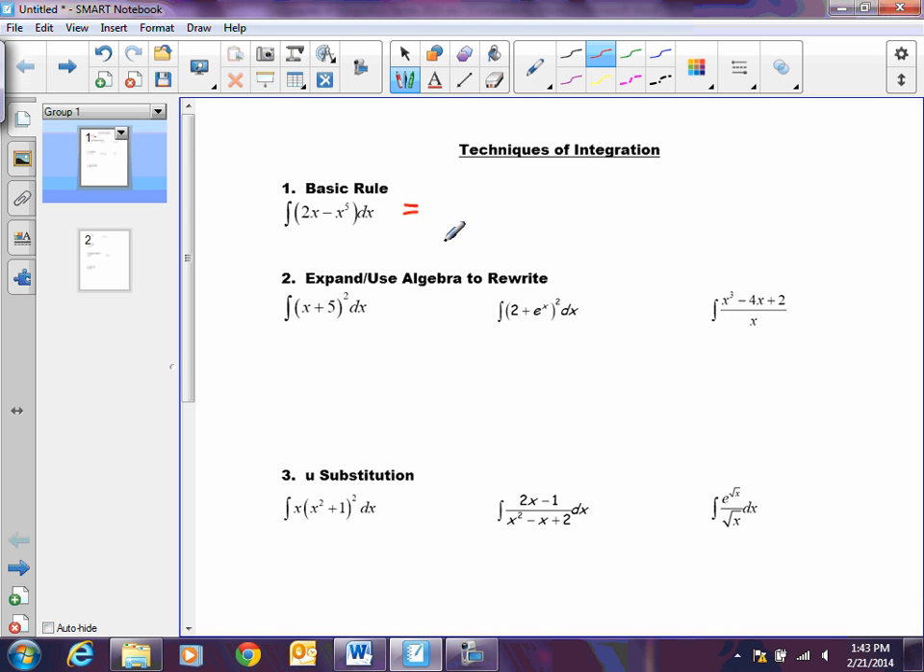Just going back to November. Yep, plus c. Don't forget plus c. And so I call this the basic rule because it's just your basic way of integration. And back in December, we had a test over this, and you guys did really good at that.